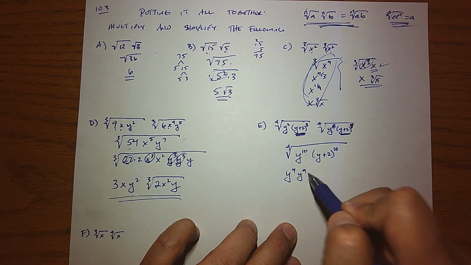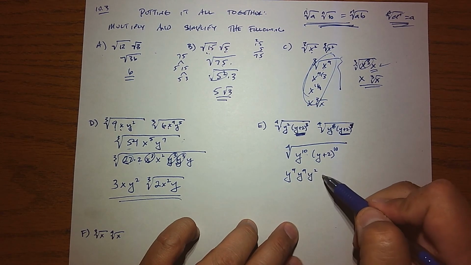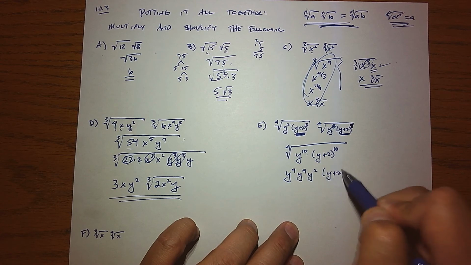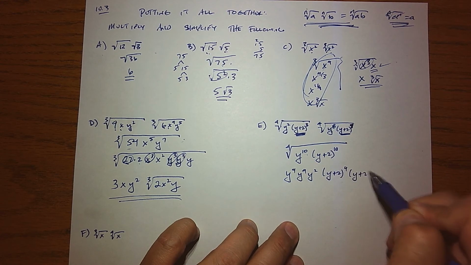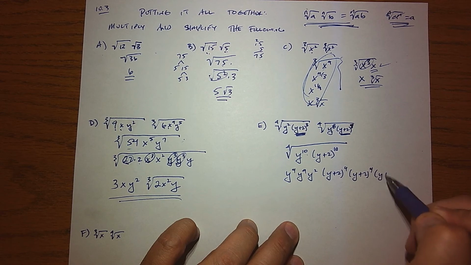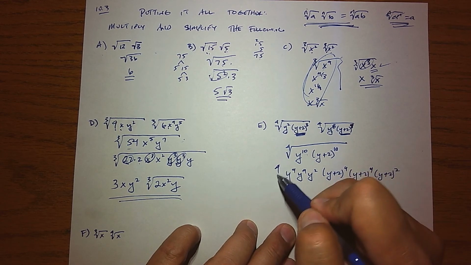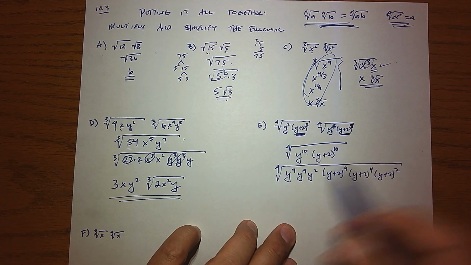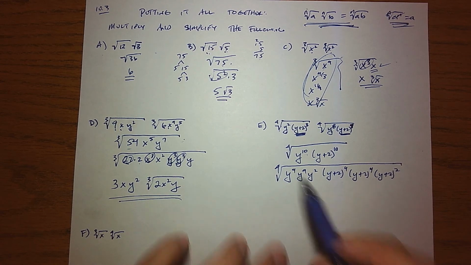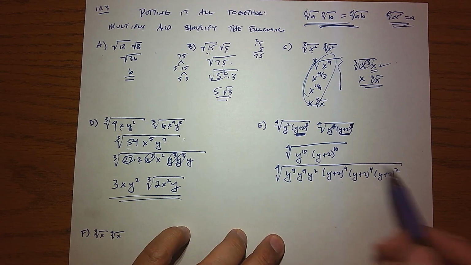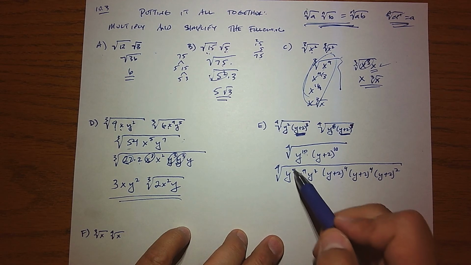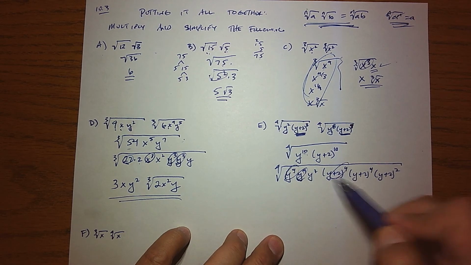Okay, so obviously my powers are larger than the index, and so basically what we have is y to the 4th, and y squared. And then over here we have y plus 2 to the 4th, another y plus 2 to the 4th, and a y plus 2 squared. And we're taking the 4th root of all that. So lots of opportunities, right? Again, 4 and 4 and 2 would add up to 10. So that's why I'm doing that.